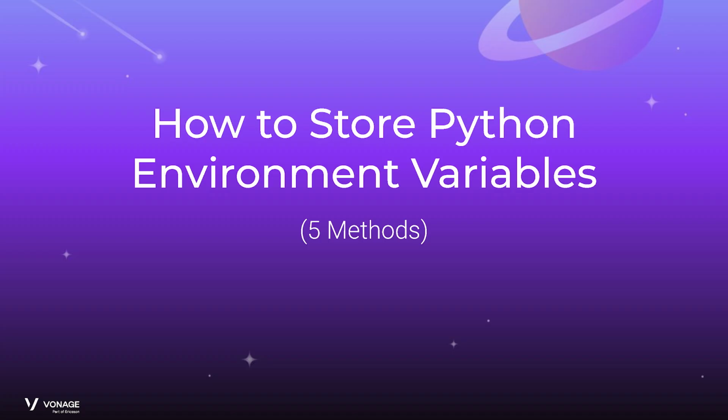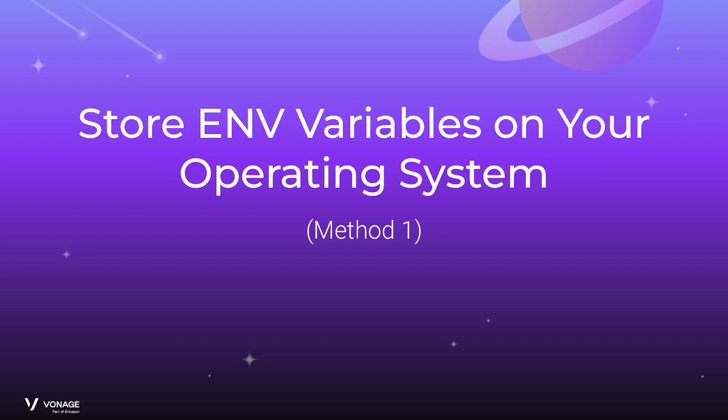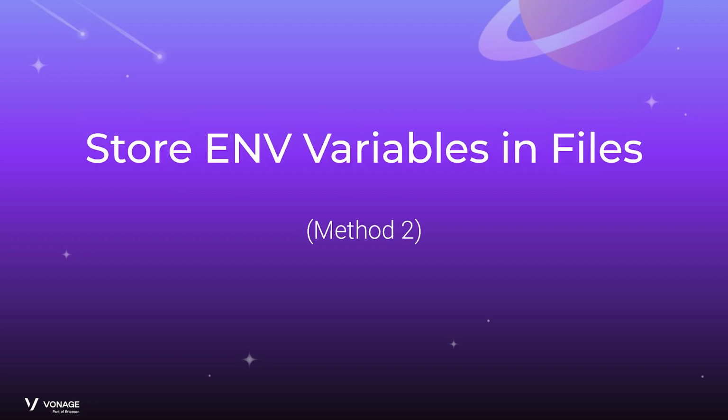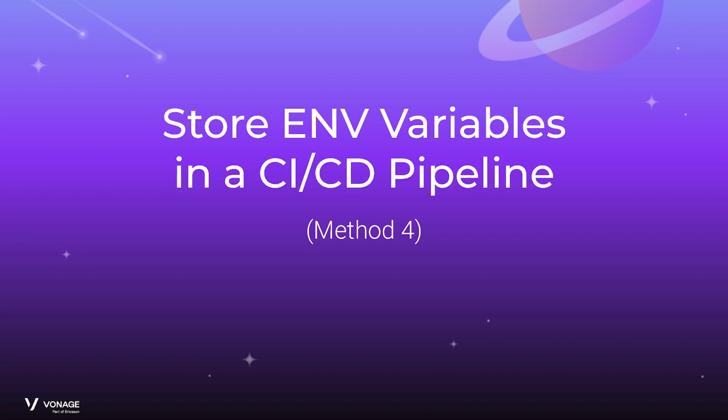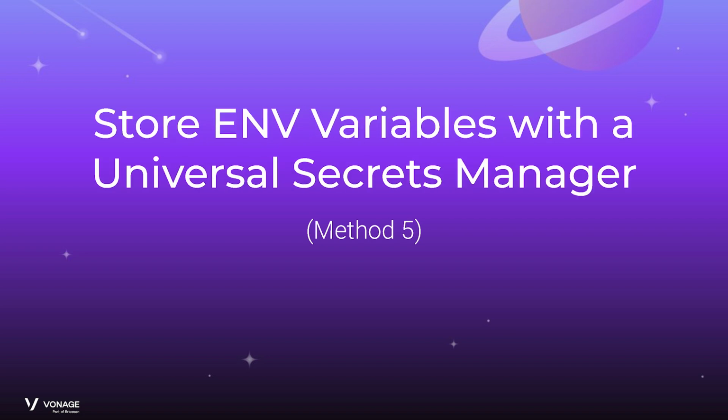There are 5 primary methods for storing environment variables in Python. First, on the operating system. Second, in a file. Third, on the cloud. Fourth, in a project CI/CD pipeline. And fifth, using a universal secrets manager.